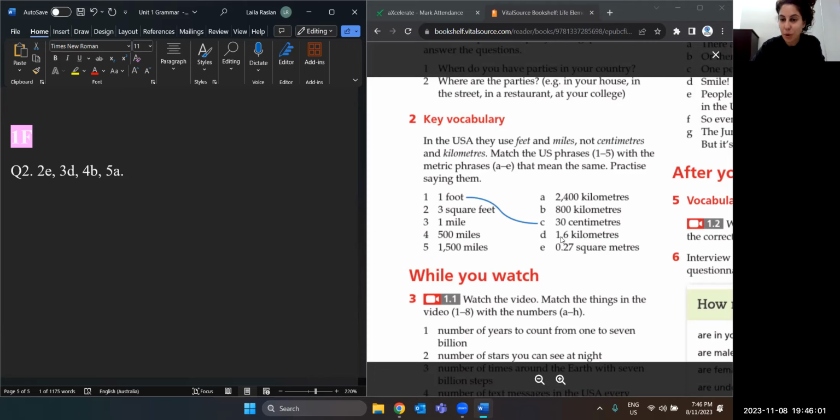Good. So we've got the point, and in Australia, we say kilometers. Americans will say 1 mile, but we say, because it's equal to 1.6 kilometers. 500 miles is 800 kilometers. And 1,000, so we have a comma.